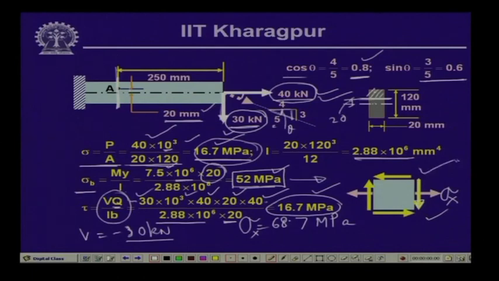So, this is the state of stress that we have at that particular point A, wherein we have the normal stress sigma x and the shearing stress tau. Now, as you know, at a particular point when we have the combination of the normal stress and the shearing stress, we can calculate the maximum normal stresses and the maximum shear stresses using the transformation equations or using the Mohr circle.